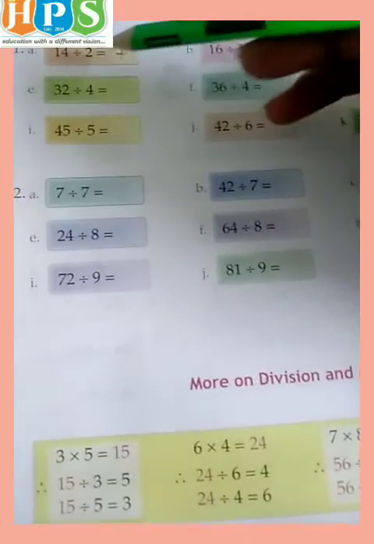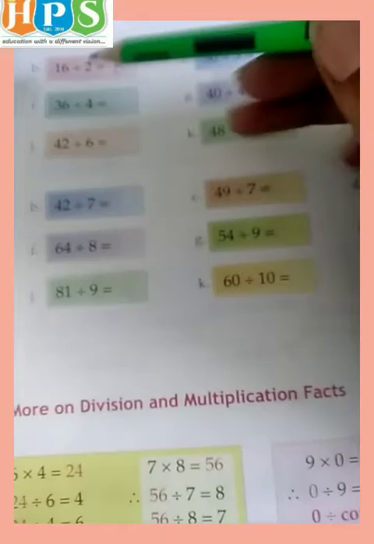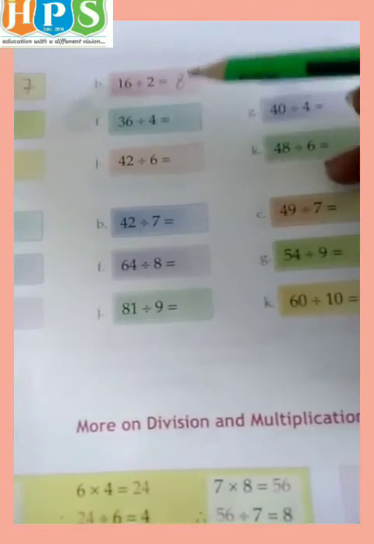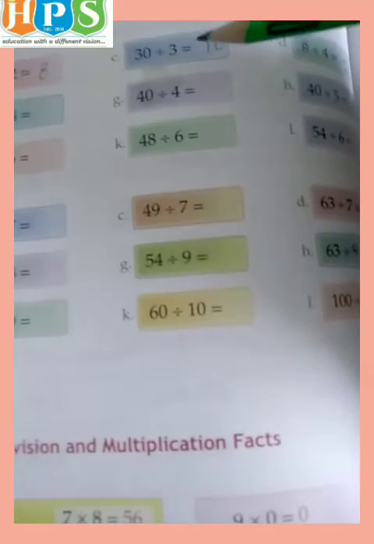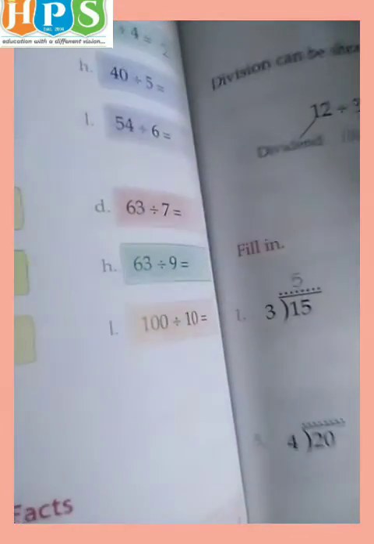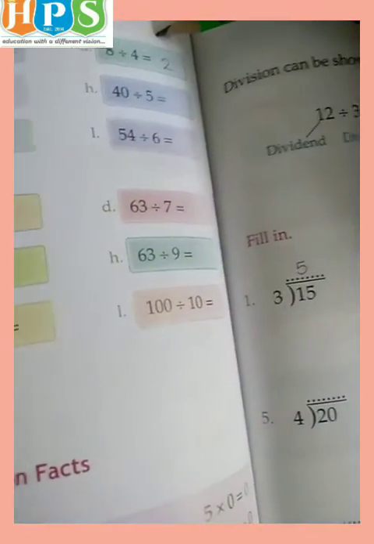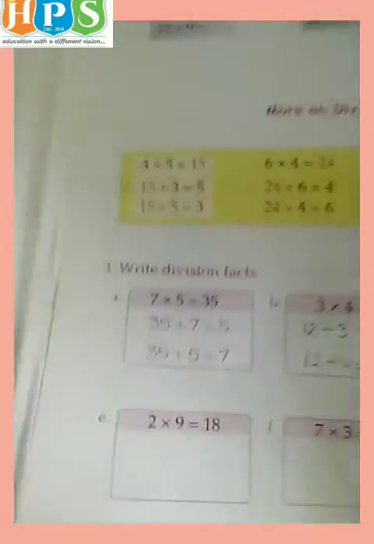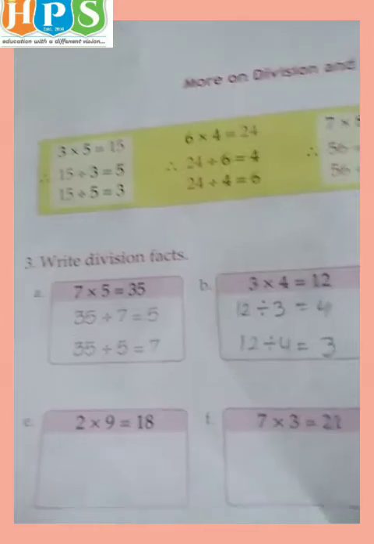Fourteen divide 2. 2 7s are 14. 16 divide 2. 2 8s are 16. 30 divide 3. 3 10s are 30. And 8 divide 4. 4 2s are 8. Write division fact.